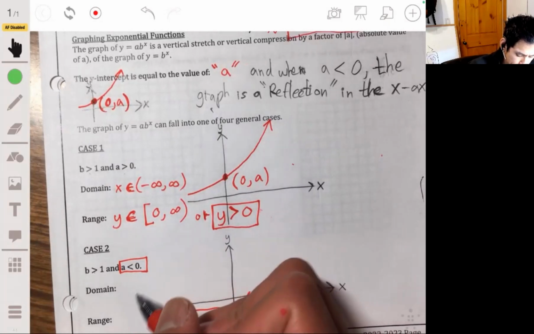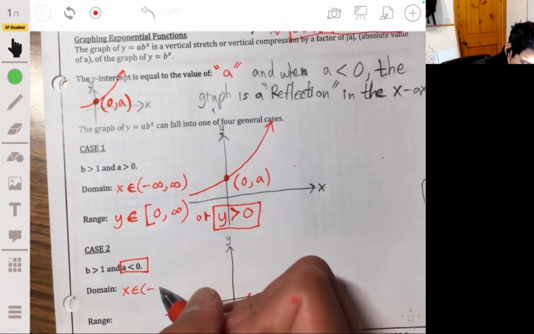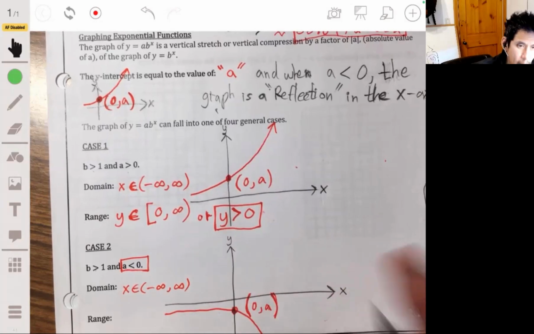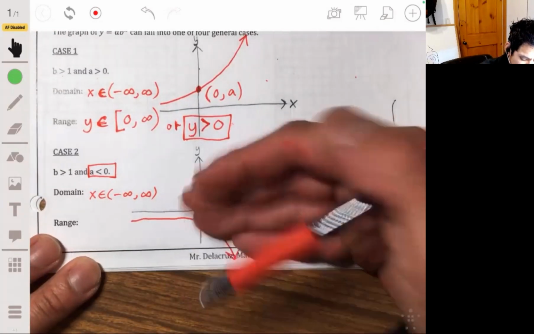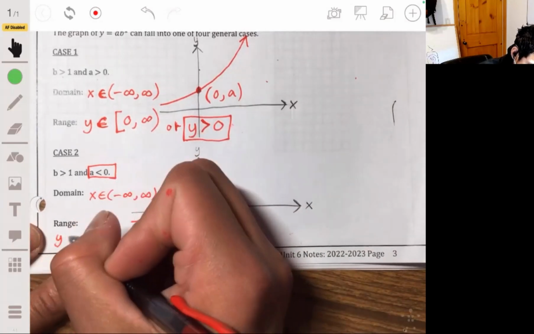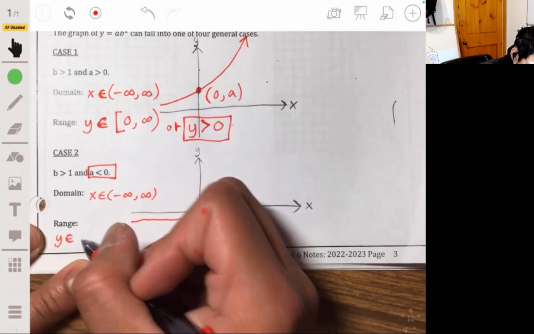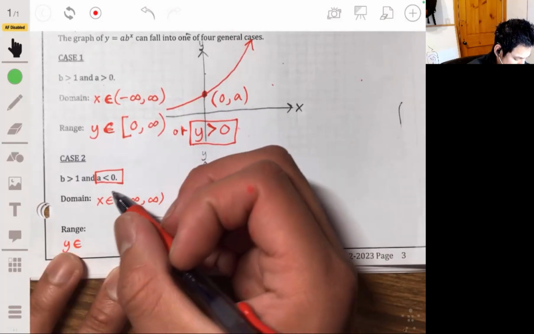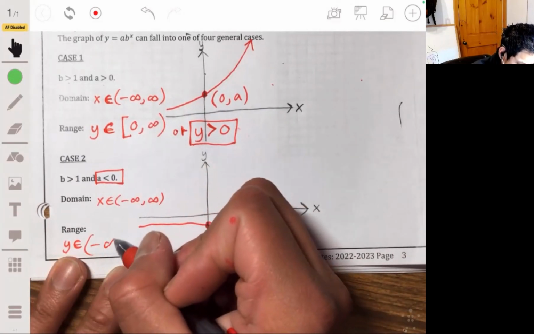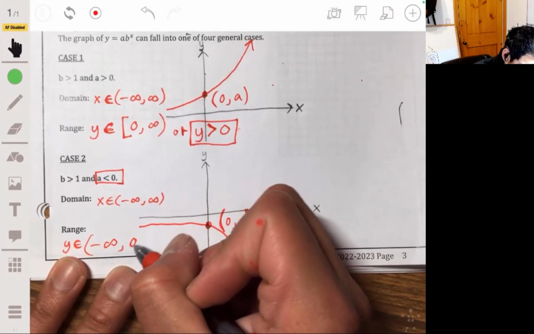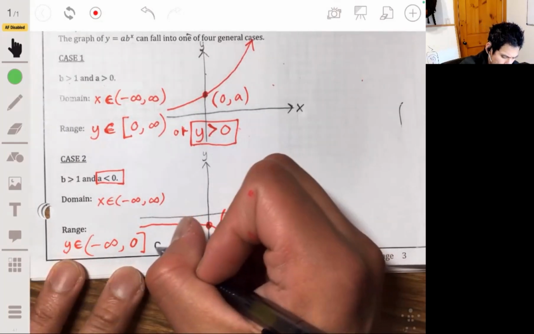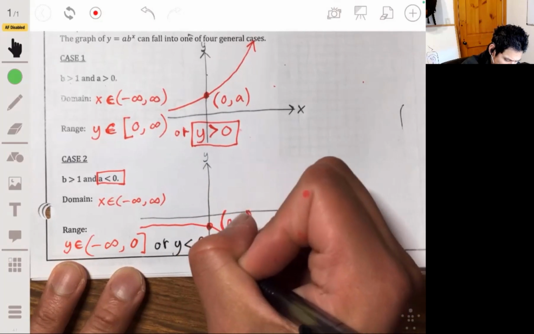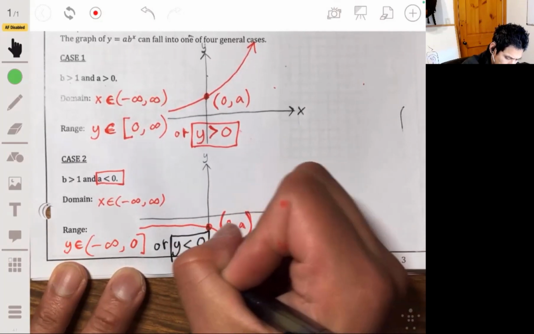The domain is still the same, all real numbers from negative infinity to positive infinity, but the range goes the other way because we're going from negative infinity up to 0. So we're going to have negative infinity in parentheses, comma, 0 in parentheses. Or again, you could say y is less than 0. They're both correct.